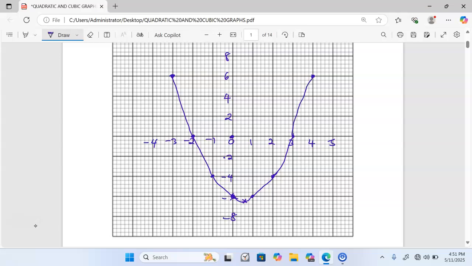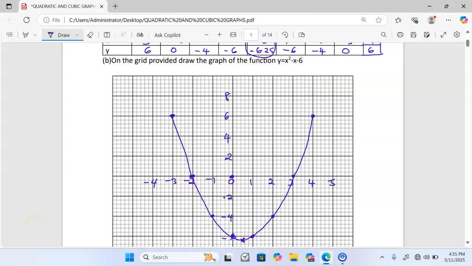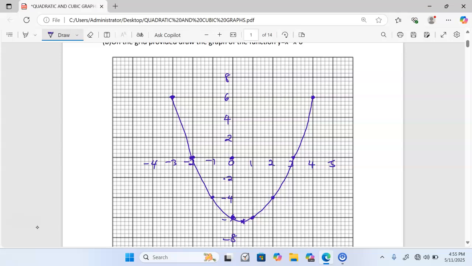This is not very smooth. Let us draw a smooth one. So once we have our graph drawn, it is always important that you name your curve, because without naming again, a student loses a mark at this point. So y is going to be equal to x² minus x minus 6.